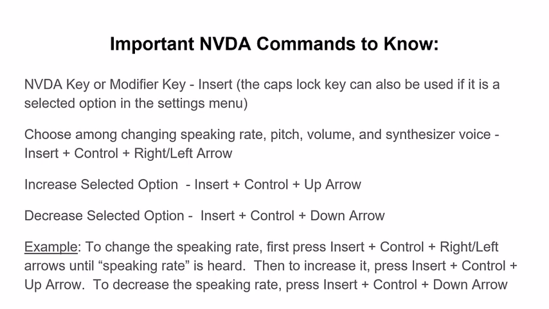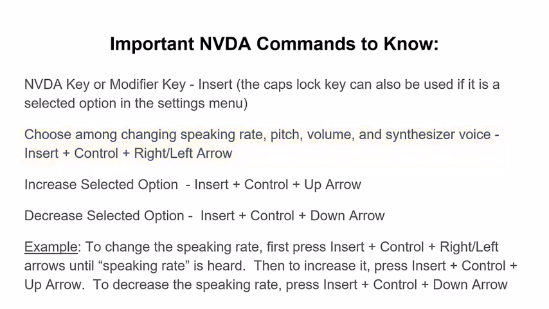The next thing I want to talk about is how to change some of the NVDA behavior, like the speaking rate, the pitch, the volume, things like that. To pick one of those, you're going to hold down the NVDA key and Control, and then tap your right and left arrows to navigate among those. So hold down that NVDA key and Control and use those right and left arrows to choose which one of the aforementioned items, like rate, speech, volume, etc., that you want to change.